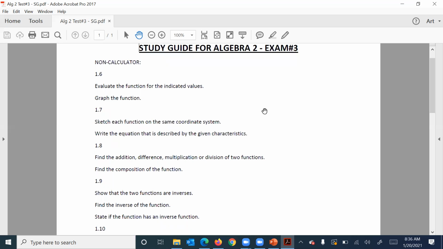Take the time to look at it. Take the time to go back and see the homework questions that actually have that same stuff on there, the instructions. So it says evaluate the function for the indicated values. I bet you there's a little homework section in 1.6 that has the instructions very similar to that. We good, Dylan?